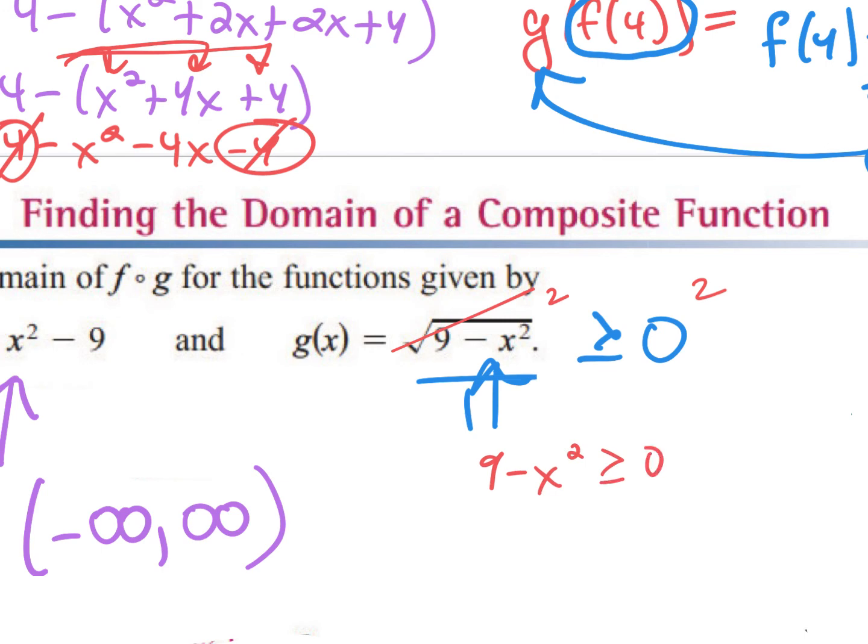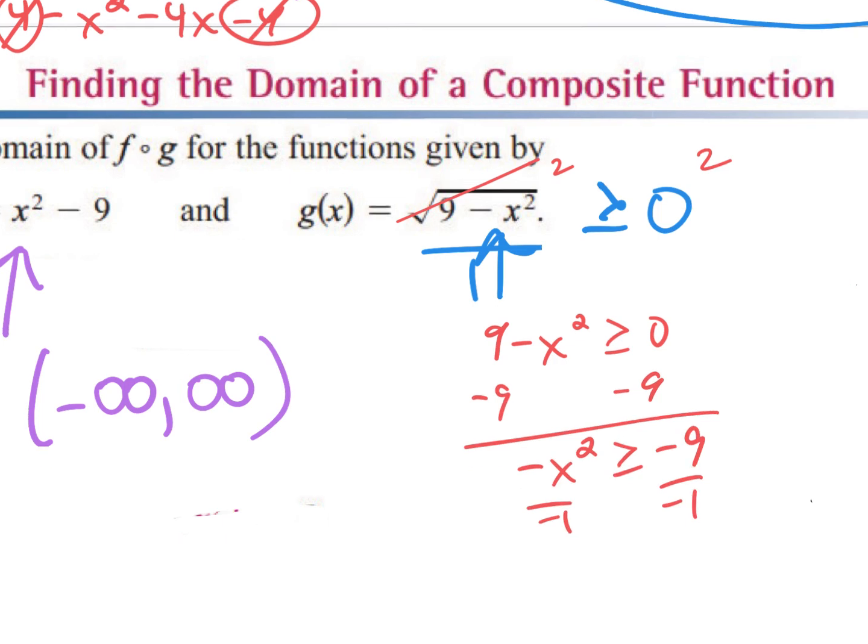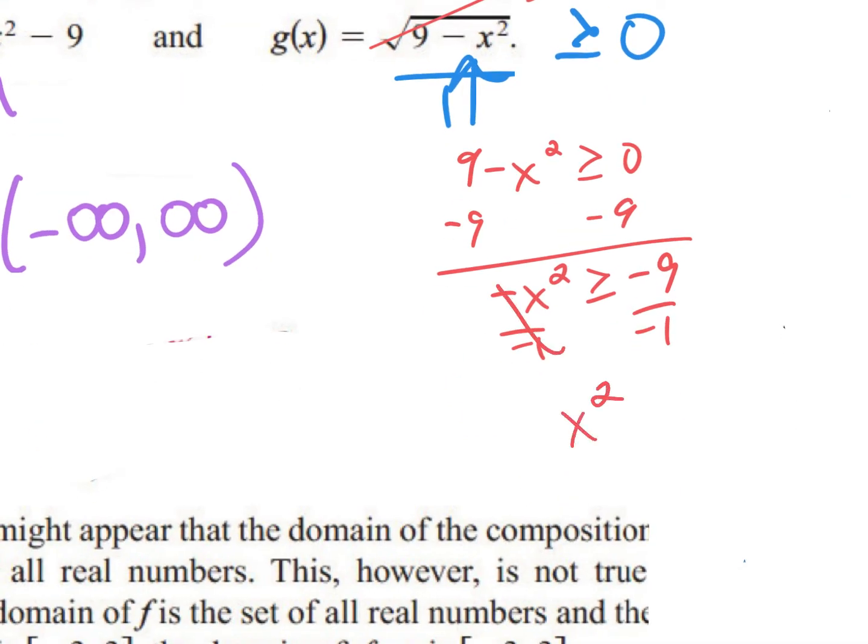I like to keep x's on the left-hand side, so I'm going to subtract 9. So I have negative x squared greater than or equal to negative 9. What's the problem there? They're negative, so I need to divide by negative 1. Guys, when you divide and you have an inequality, what happens to the inequality sign? You divide by a negative, it flips. And now what do I do? Take the square root. Okay? So I'm just telling you x values have to be less than or equal to plus or minus 3.